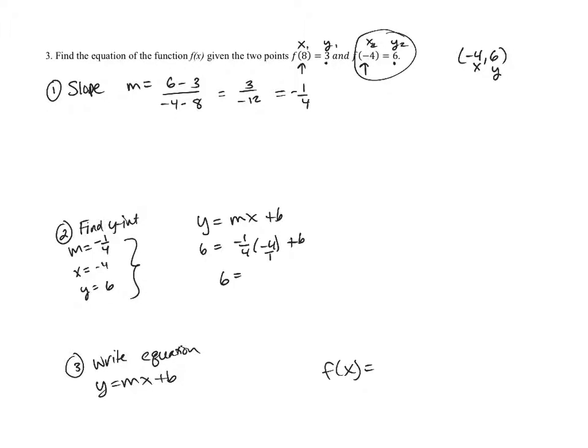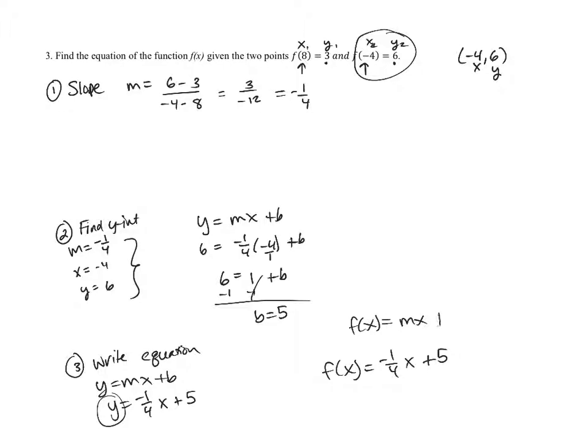So you get 6 equals positive 4/4, which is just 1 plus b. Subtracting 1 from both sides, we get b is equal to 5. Now we're ready to write y equals mx plus b, so it would be y equals -1/4 x plus 5. But remember that f of x is equivalent to y, so you just replace y with f of x. The equation for our function would be f of x equals -1/4 x plus 5. We write it in terms of f of x if we're asked to write it with a function.